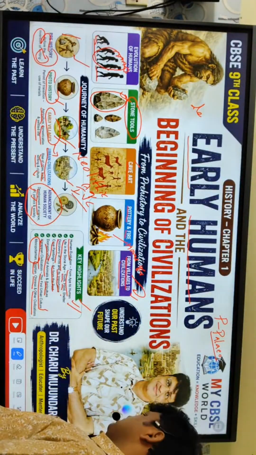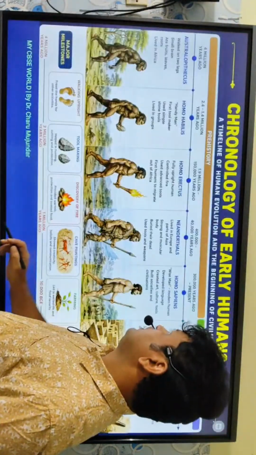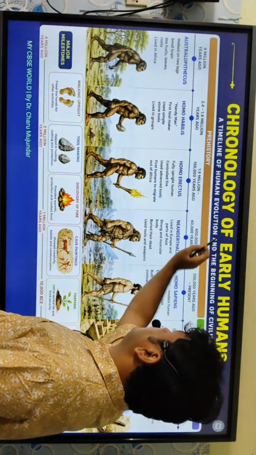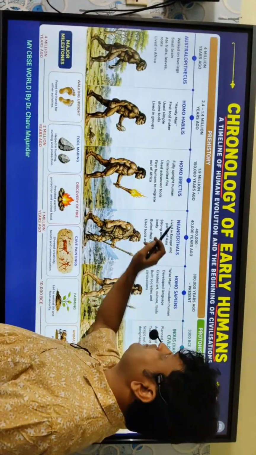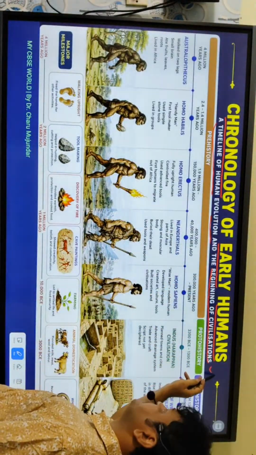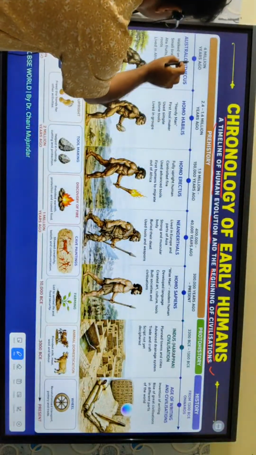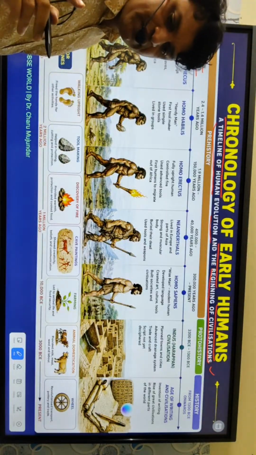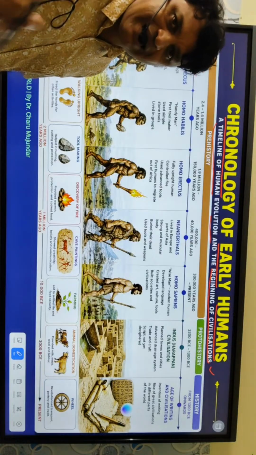So, going to the next slide. If you look at this, you will come across the chronology of early humans, a timeline of human evolution and the beginning of civilization. If you look at this year, we have 4 million years ago. 4 million years ago means how many years, Nana? 40 lakh years ago. 1 million is equal to 10 lakh years.